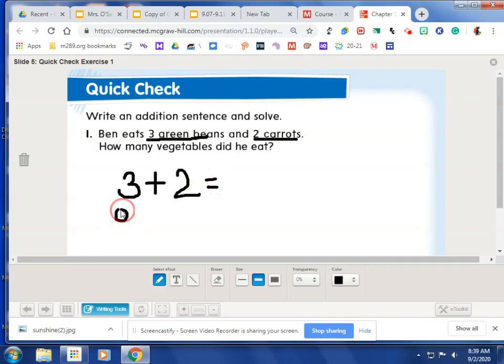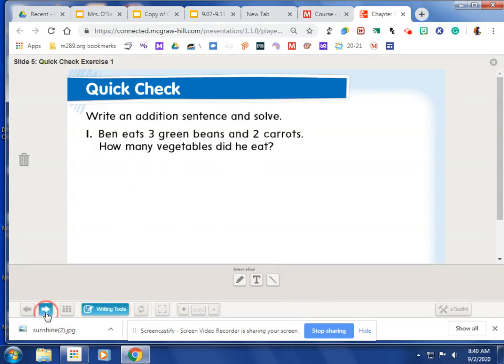So I want to model 3 just because I like that strategy, and that's one of the ones we've learned so far. So 3 plus 2 equals, what is the sum of 3 plus 2? 1, 2, 3, 4, 5. 5 is the sum of 3 plus 2. Let's read our sentence. 3 plus 2 equals 5. Say it with me. 3 plus 2 equals 5. Excellent.